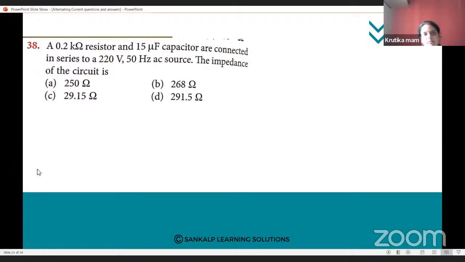D. What about other students? So, quick calculation. How to do this one? The impedance Z is equal to what? Under root of R square plus XC square. So XC is nothing but what? Already you know XC is equal to 1 upon 2 pi FC.